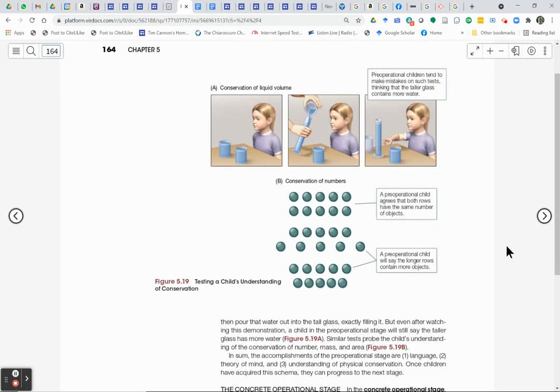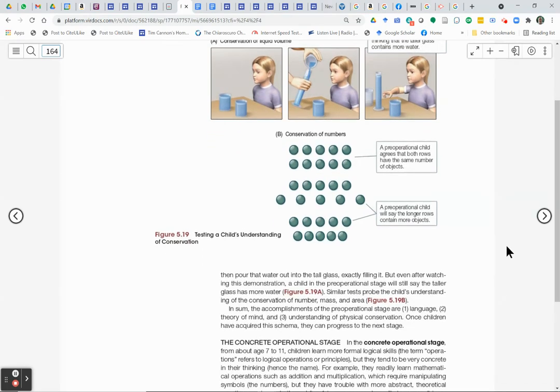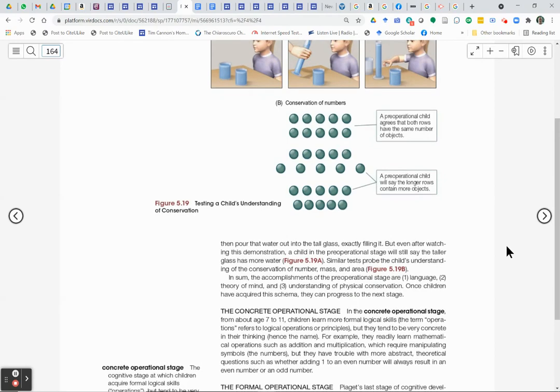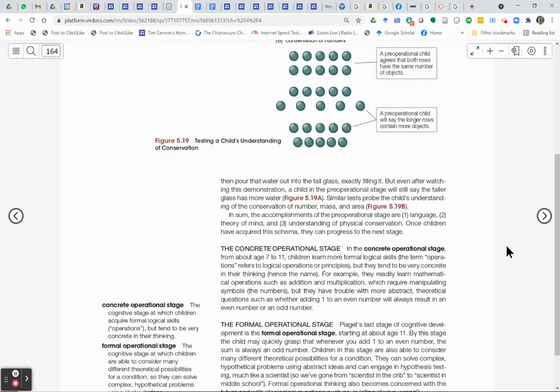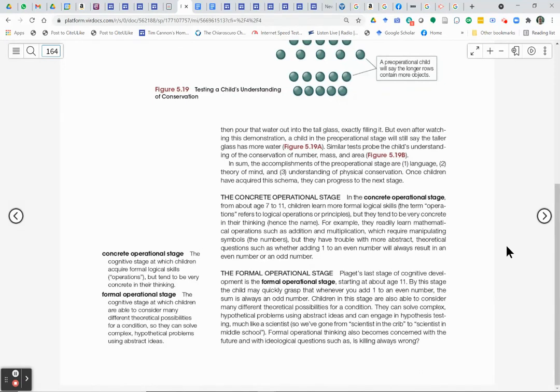Unfortunately, when parents don't understand these cognitive differences, children sometimes get beaten for their deliberate stupidity. I have a story about that too, but I'll let that go. And now we're into the concrete operational stage, which some of you may still be in.